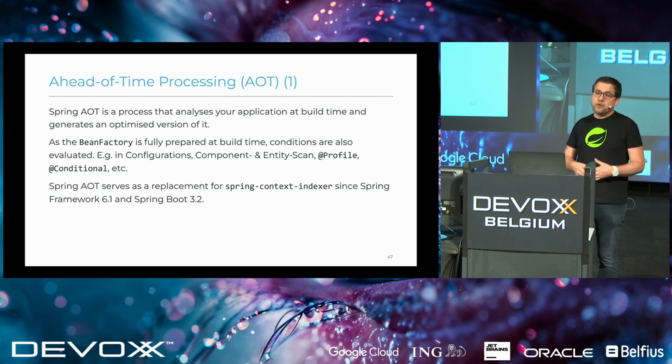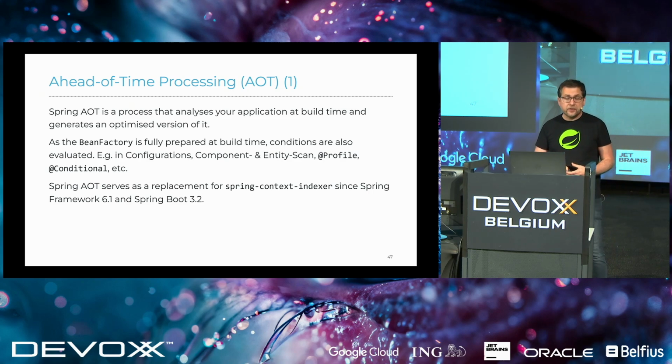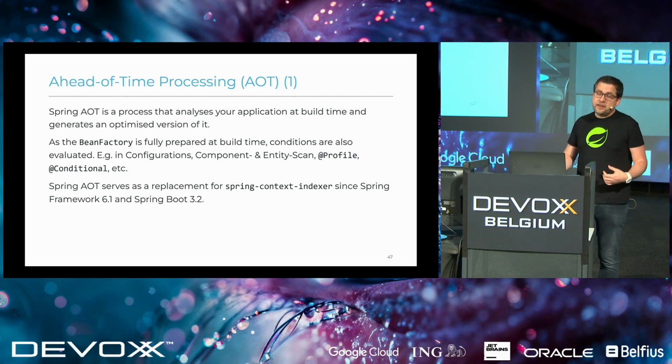In the past, there was something called Spring Context Indexer as a project, where we were writing all the components into one file, and when the file was available, the application context during startup was reading that file instead of doing entity scanning, component scanning, and so on. Since that is not supported anymore since Spring Boot 3.2, which was a year ago, we have Spring AOT to save us, which does more or less the same.